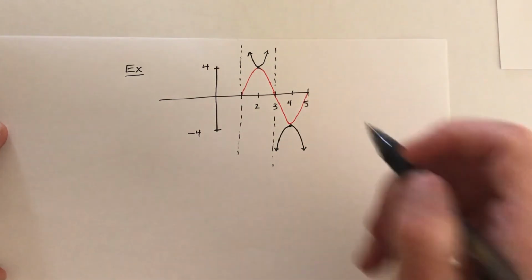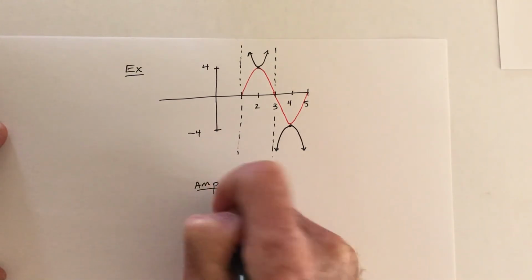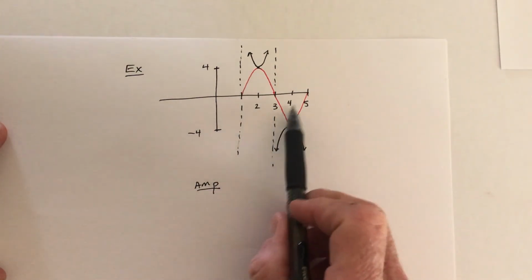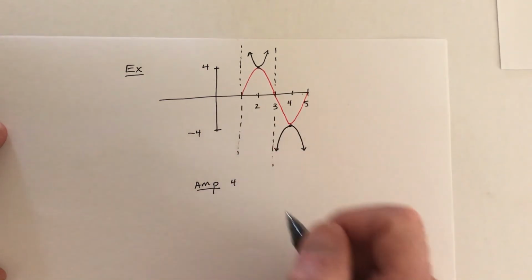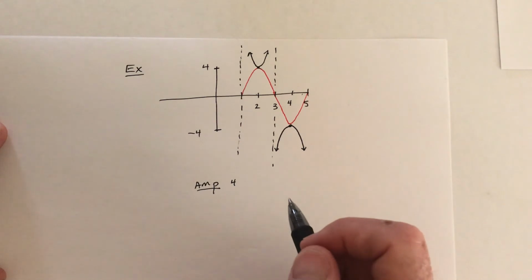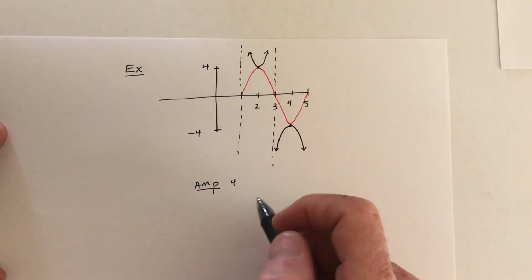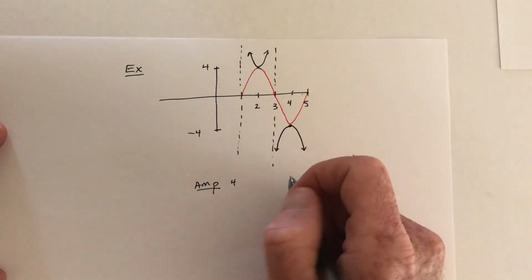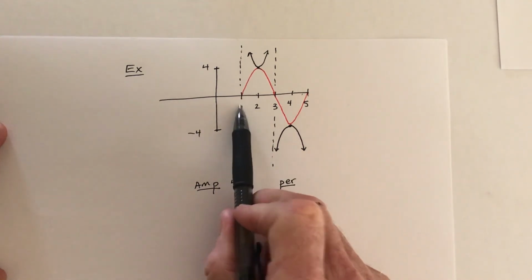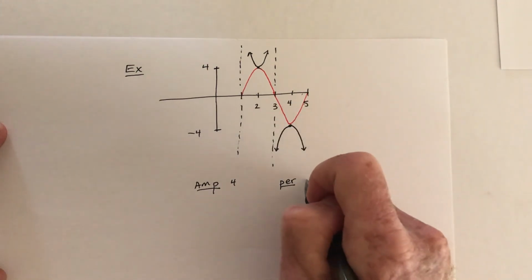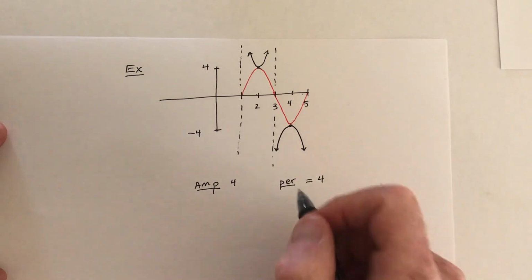So the amplitude. Now when I say the amplitude right now, I'm talking about the red one. So the red one has an amplitude of 4, and it doesn't have a vertical shift because these are both for -4. As far as the x information, the period, well, it goes from 1 to 5, so that means that the period equals 4. 5 minus 1.